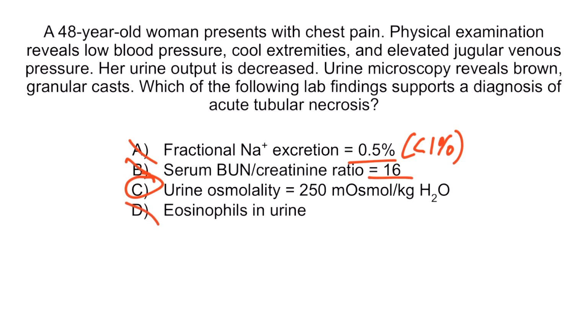And D is incorrect because eosinophils are found in the urine in acute interstitial nephritis, which is another cause of intrinsic azotemia. And that condition would likely present with fever, rash, even white blood cell casts in the urine, and the patient may have a recent history of starting a new drug. So again, C is the correct answer. And that concludes this section.